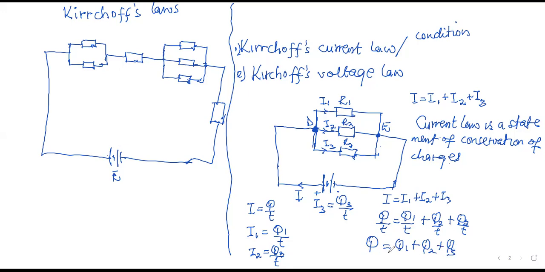We have derived summation of charges leaving the junction equal to charges entering that same junction from the individual current equation, confirming the fact that Kirchhoff's current law is a statement of conservation of charges. And the condition for its application is that there must be a junction. All right, let's look at the voltage law.